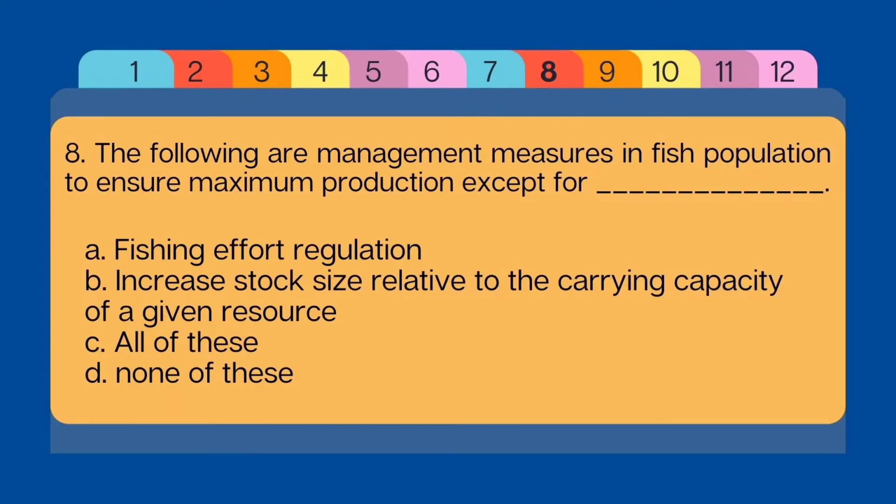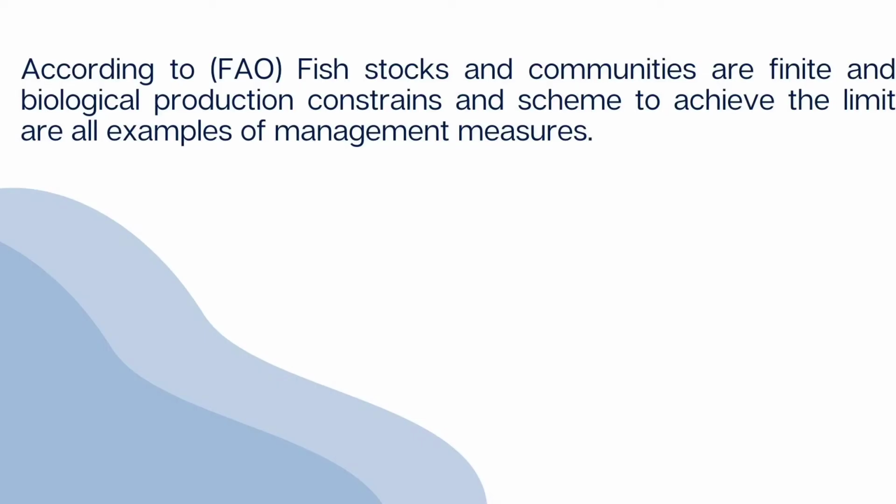Number 8. The following are management measures in fish population to ensure maximum production except for A. Fishing effort regulation, B. Increased stock size relative to the carrying capacity of a given resource, C. All of these, or D. None of these. The answer is none of these. According to FAO, fish stocks and communities are finite and biological production constraints and schemes to achieve the limit are all examples of management measures.